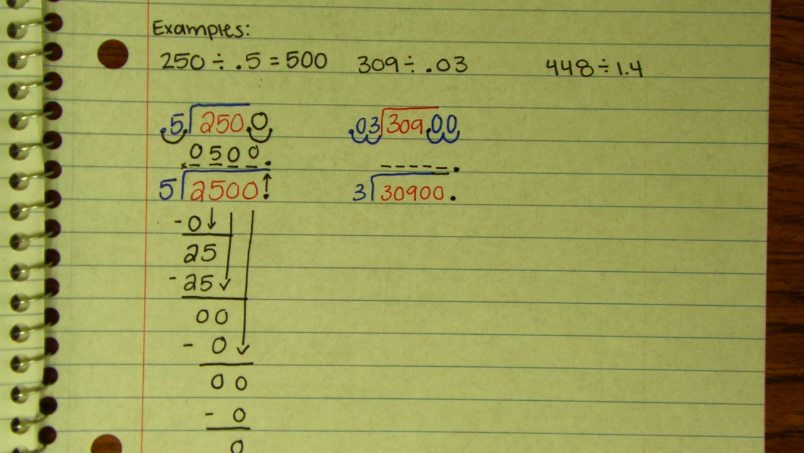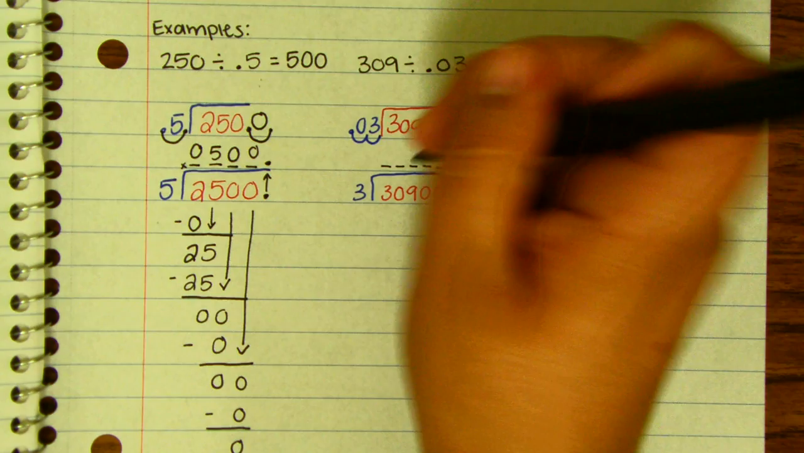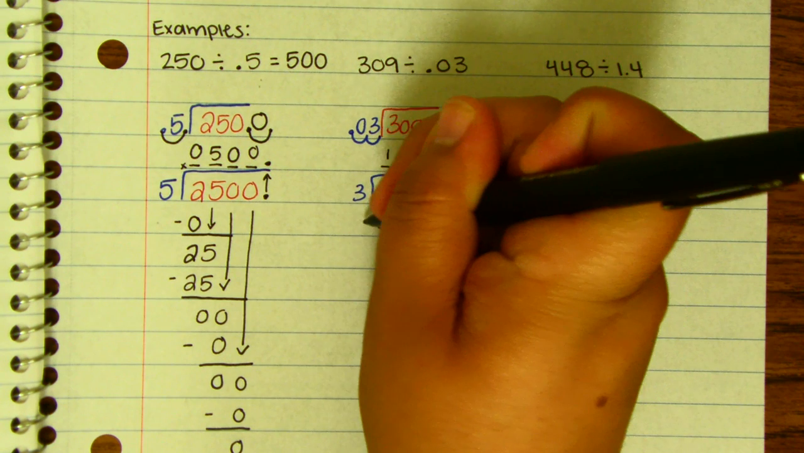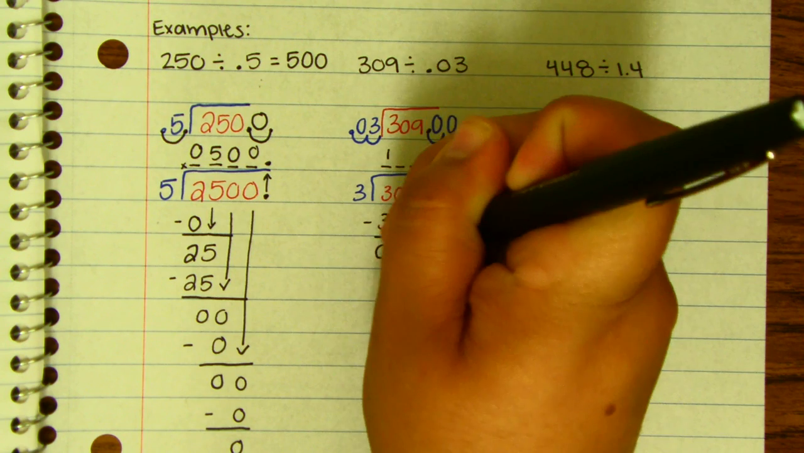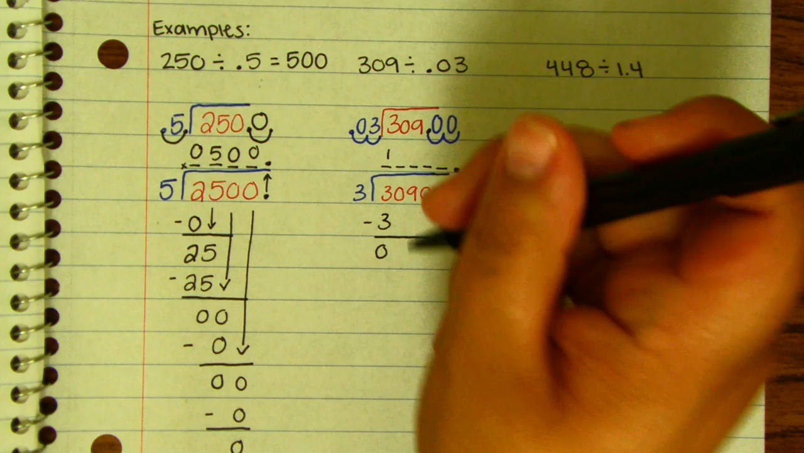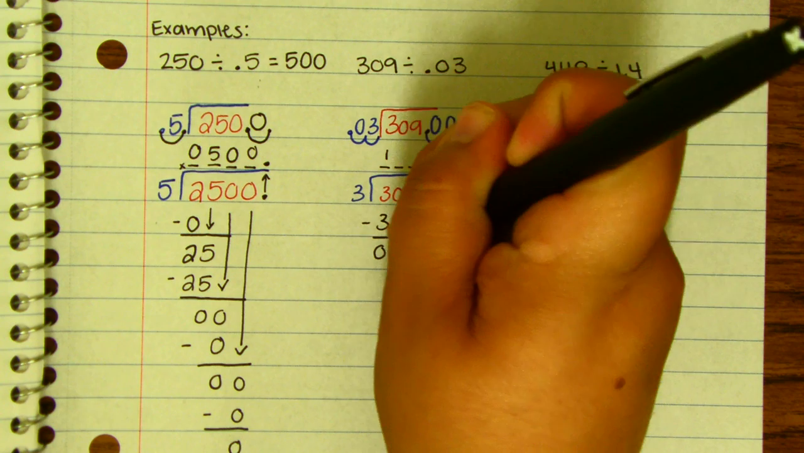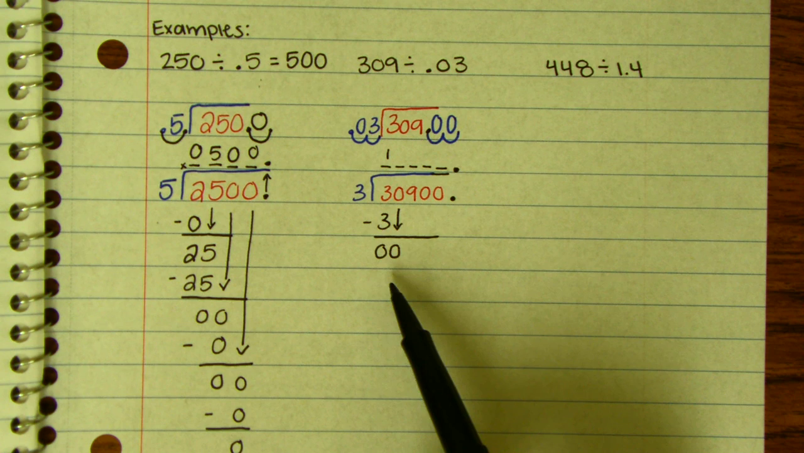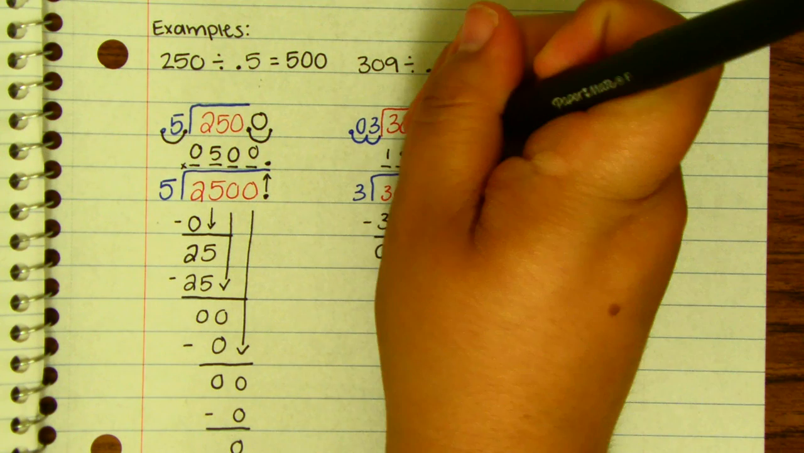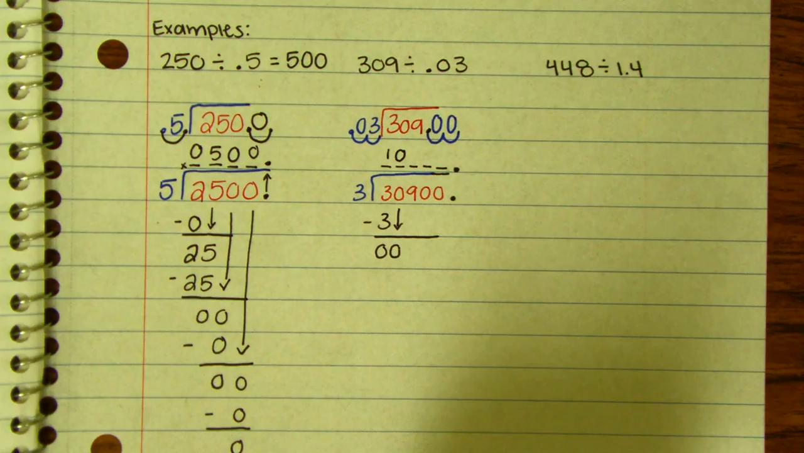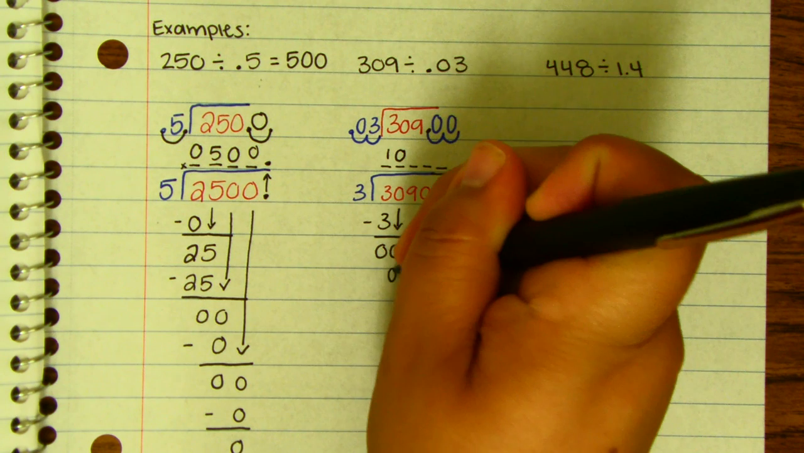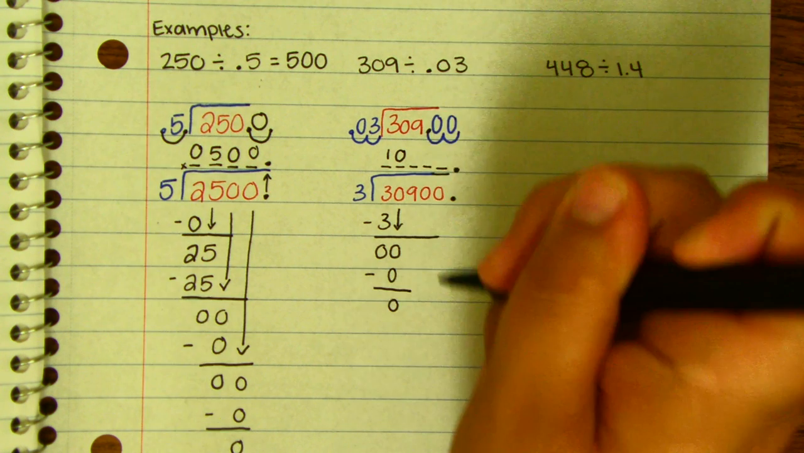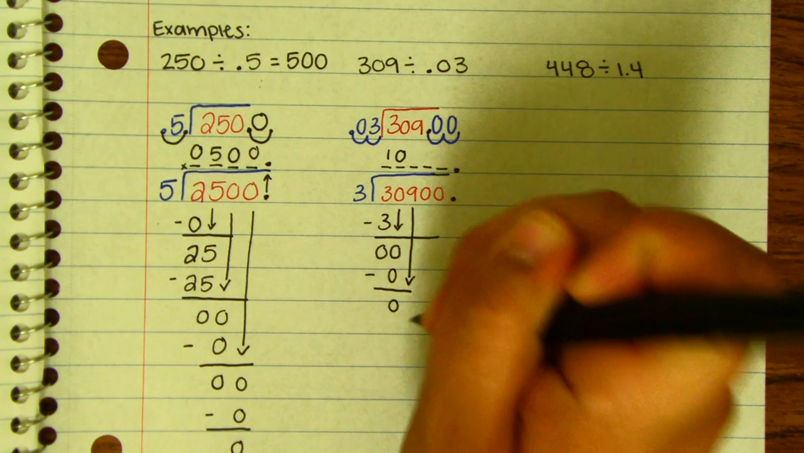3 goes into 3 one time because 1 times 3 gives me 3. I need to subtract. I end up with 0, and I have to bring down my next 0. Well, we already know that 3 times 0 gives me 0. So this next number is 0. So I subtract 0 because 3 times 0 is 0. And I'm left with 0. So I got to bring down my next number. I have the number 9.